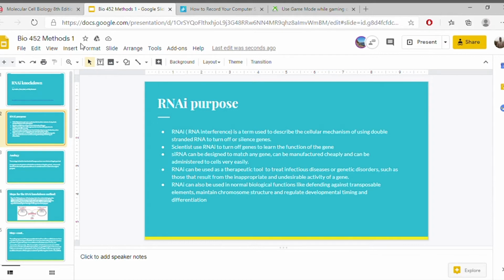or on. Now, RNAi is also used in normal biological functions, like, for example, defending against transposable elements, maintaining chromosome structure, and regulating developmental timing and differentiation.